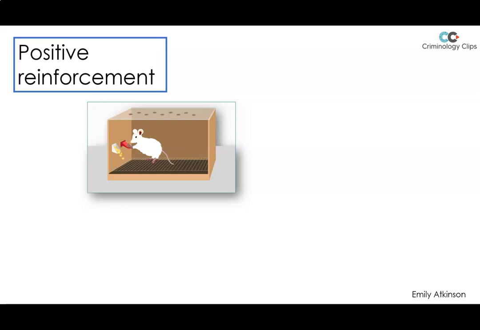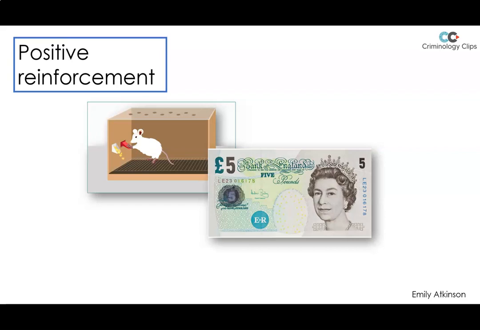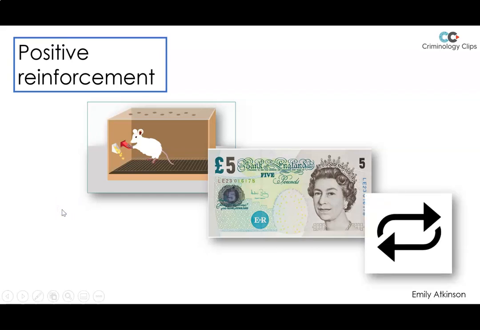So let's apply this to a human example. If, for example, you tidied your room and you were given £5, you would be more likely to repeat that behaviour of tidying your room in the future. So the behaviour of tidying your room has been reinforced, and therefore it's more likely to happen again. So that will reinforce behaviour and increase the likelihood of that behaviour being repeated.